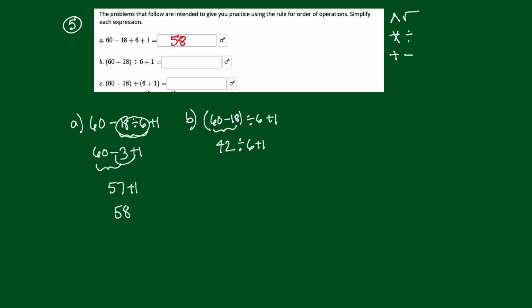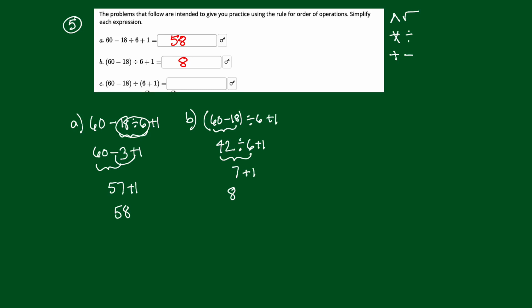Now I've got 2 operations. I have a division and I have an addition. So do the division first. Right? Division is higher ranked than addition or subtraction. So doing the division, 42 divided by 6 is 7, plus 1, which is an 8. So let's write that 8 in our solution field.